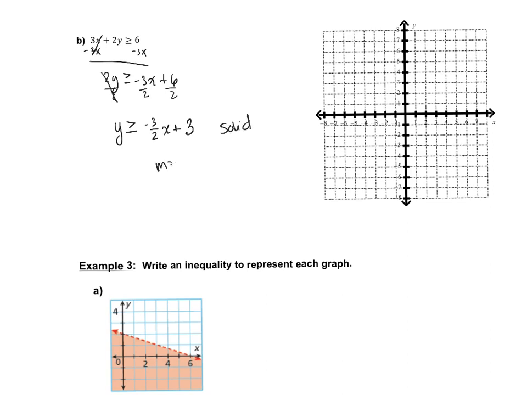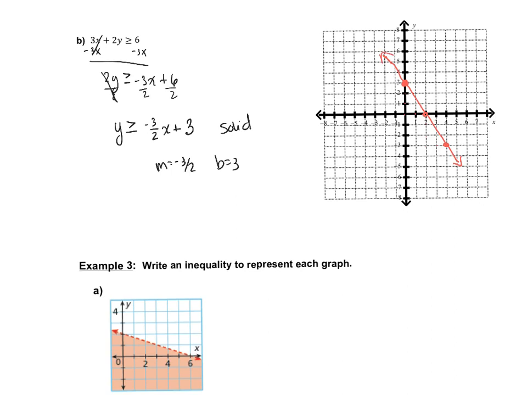So my m is negative 3 over 2. My b is 3. So I'm going to begin at 3 and I'm going to rise negative 3, so down 3 to the right 2. Just double check and make sure that your inequality is going to be a negative slope, because that's what we should have. Solid line because it's equal to.